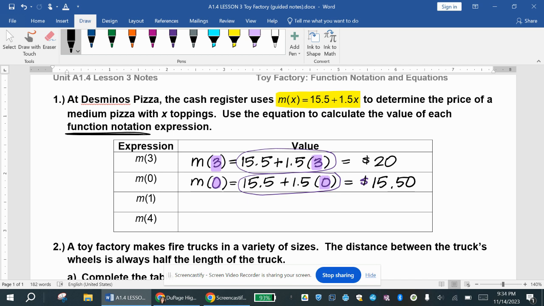Okay, go ahead and pause the video and find the value of m of 1 and m of 4 and push play when you're ready.